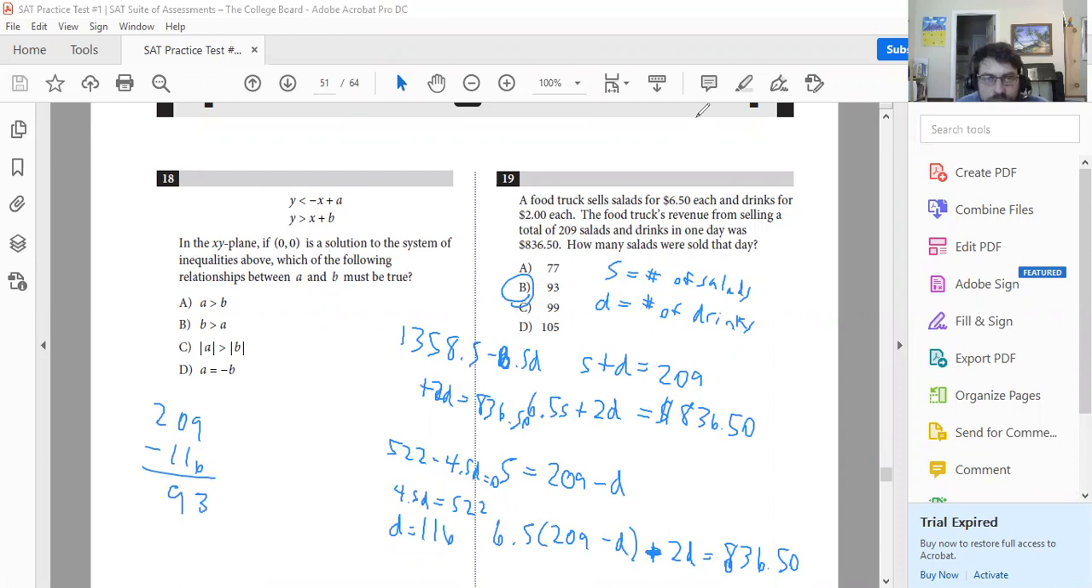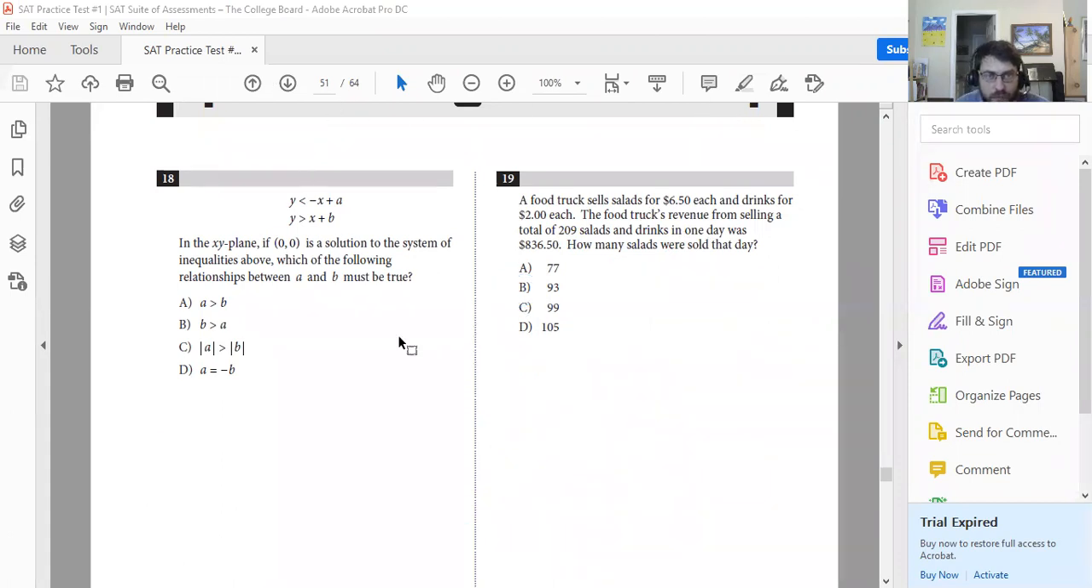Okay, let's clear that all out. Go to our next problem. If you had that calculator that you can type to solve the equations, you could also have used that as well.